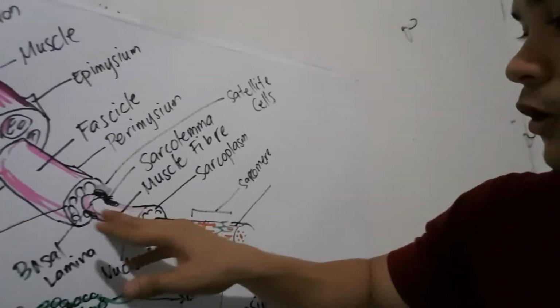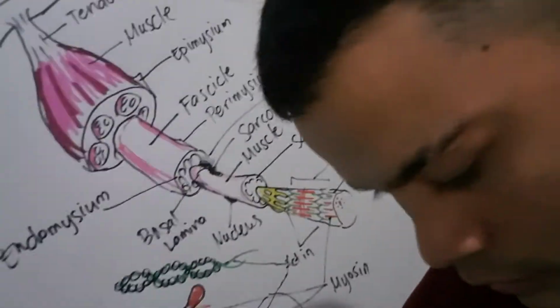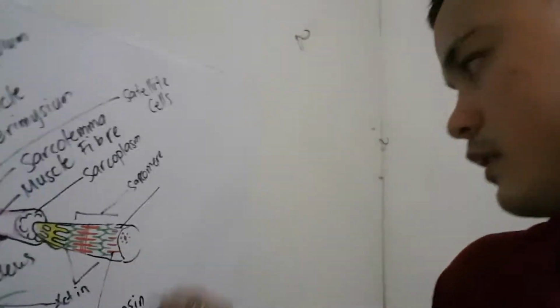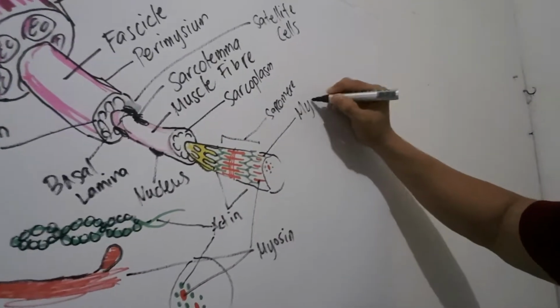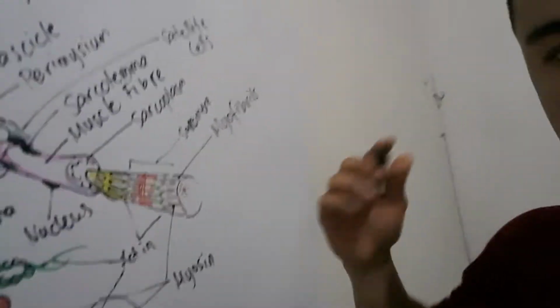Inside the muscle fiber are organelles called myofibrils. I forgot to give this a label. Myofibrils. Again, important. This is for part 3 of the series.